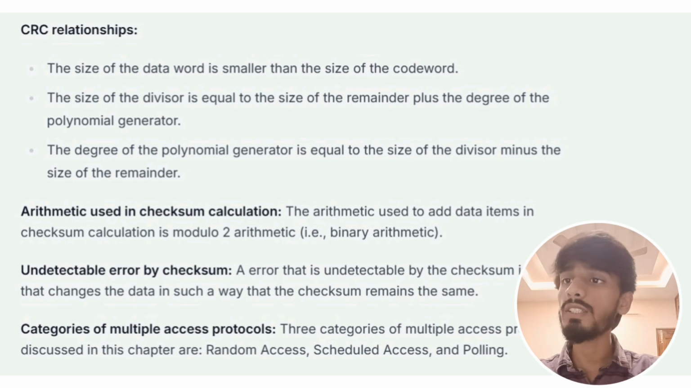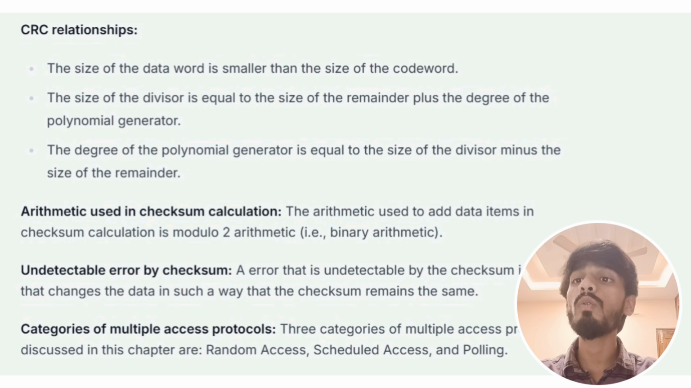Next, see this question. In CRC, let us show the relationship between the following entities. The size of data word and the size of the code word. Next, the size of divisor and the remainder. Next, the degree of the polynomial generator and the size of the divisor. The degree of the polynomial generator and the size of the remainder. We have to show the relationship between these entities.